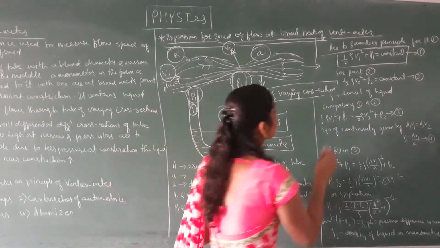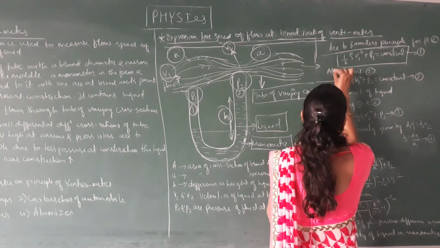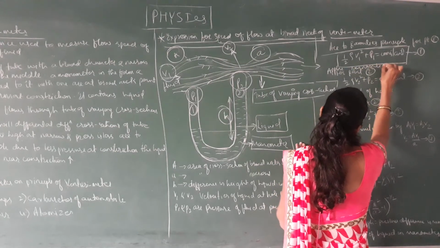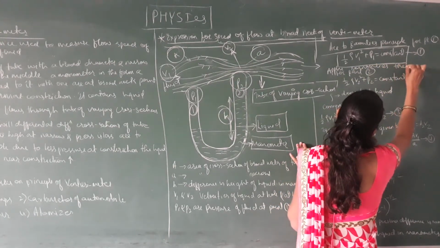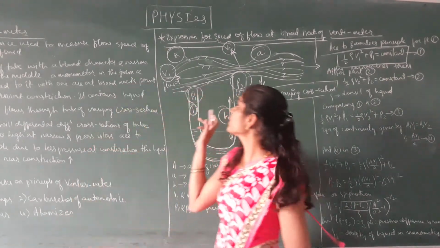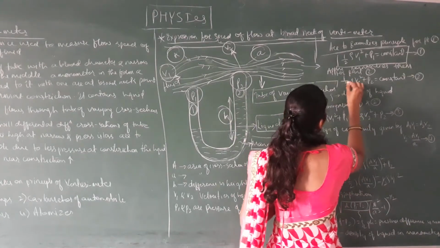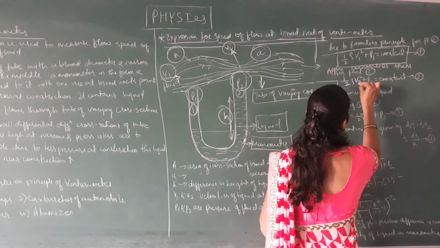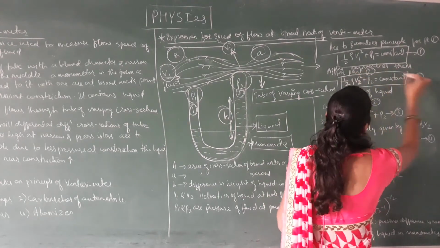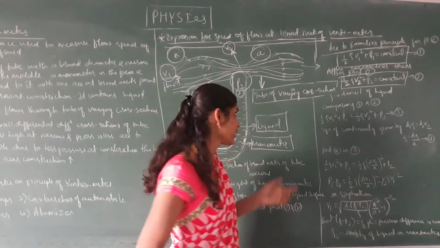In the same way, apply Bernoulli's theorem for point 2. If you apply Bernoulli's principle to point 2, how are we going to write the equation? That is half rho v2 square plus p2 is equal to constant. Let us consider this as equation 2, where rho is the density of the liquid.